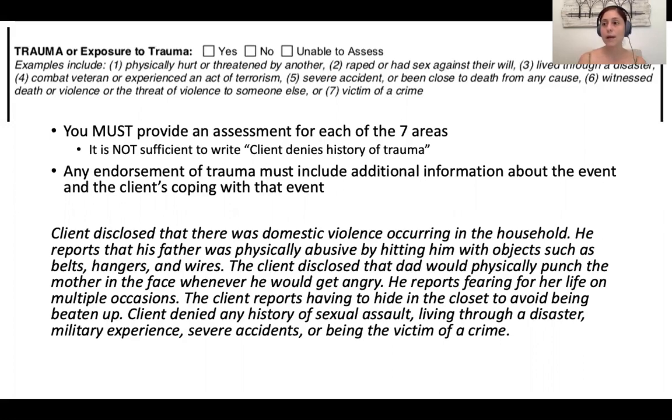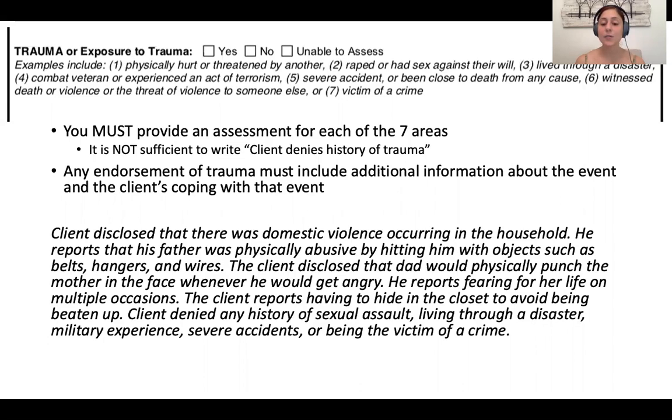Any endorsement of trauma must include a few details about the event and the client's coping with it. Don't overdo your assessment though, because you don't want to re-traumatize the client or open up a box that you won't be able to close in the time period of your assessment. So you can see in my example that I've indicated where there is violence or trauma that the client has experienced. And I've also indicated the parts that were denied in the last sentence.